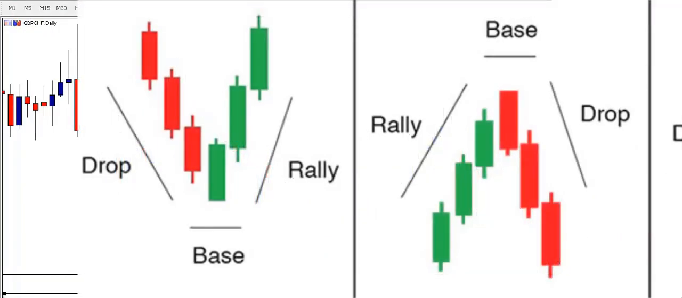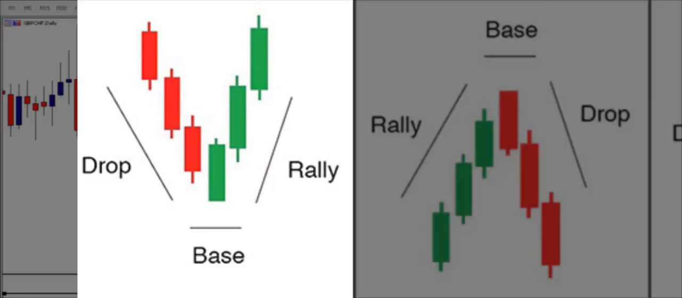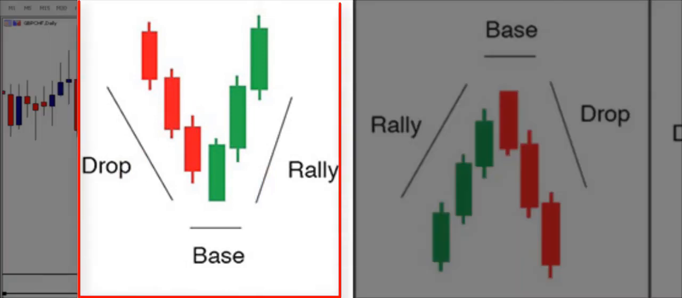Now let's move to another different demand zone pattern, which is the drop-based rally. The drop-based rally is a structure which always forms a demand zone in the market. This pattern differs from what we've just looked at mainly because of their location in the market.